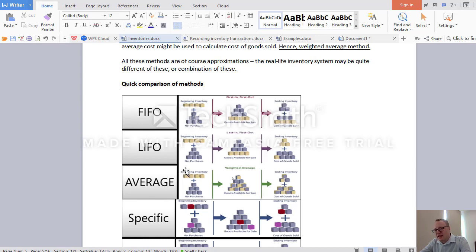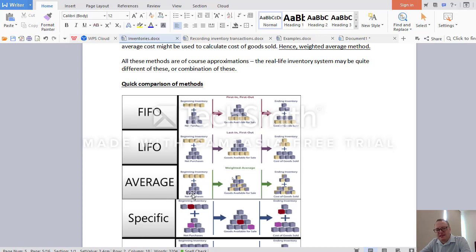With LIFO, it's the opposite. So again, you put beginning inventories and later purchases in the pool, and then you first sell the most recent items that you purchased, these blue boxes, and maybe some early inventories. But ultimately, the ending inventory will be composed of these old inventories, the yellow boxes.